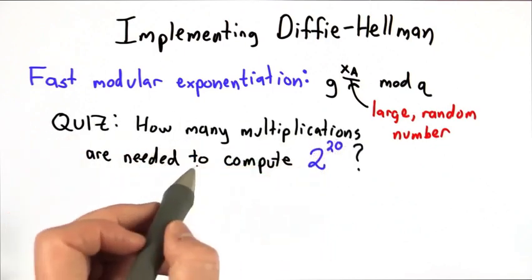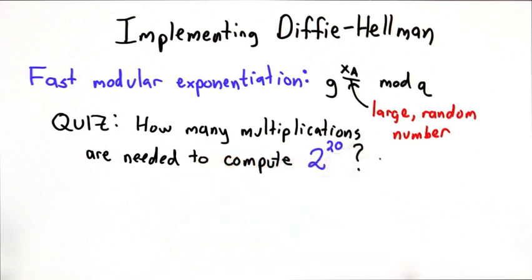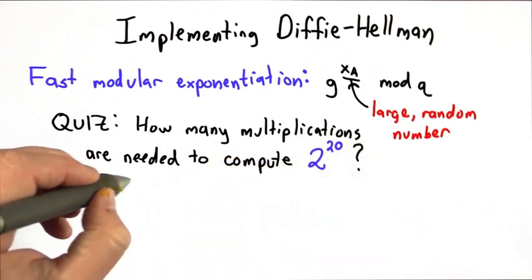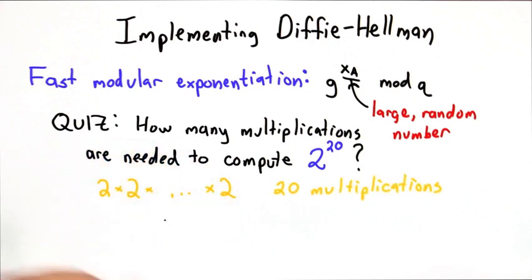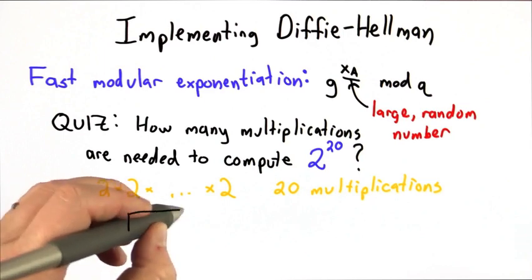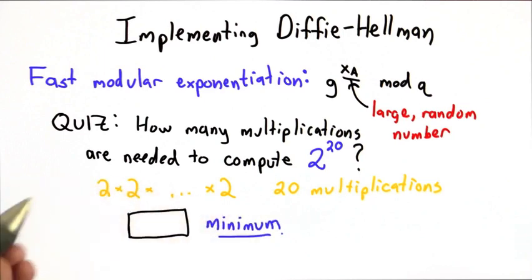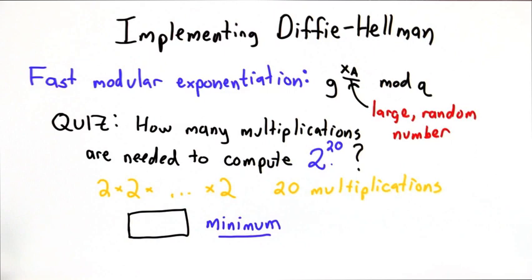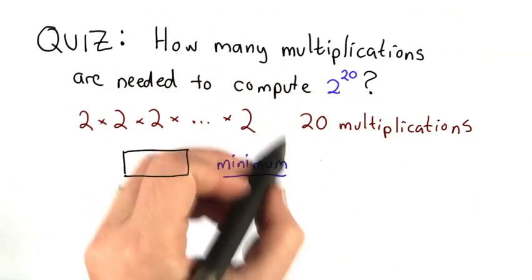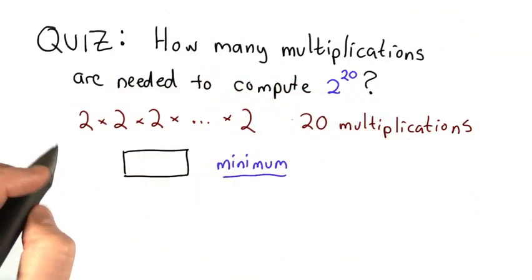So how many multiplications are needed in order to compute 2 raised to the 20th power? The straightforward way to do this would be to multiply 2 times 2 20 times. For the quiz, I want you to answer the minimum number of multiplications needed to compute this. And I should point out that we're starting assuming that we don't know anything. Obviously, if you already know the value of 2 to the 20, you can do it without any multiplications.